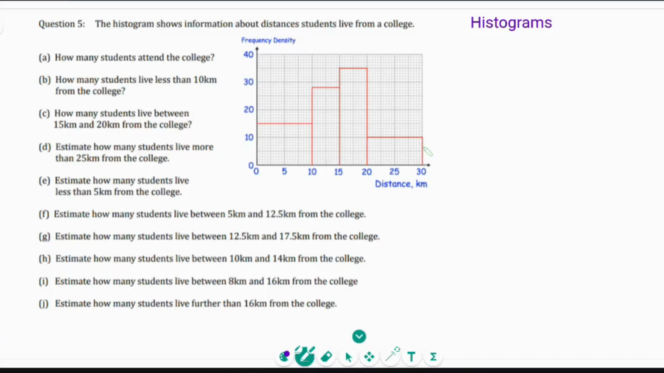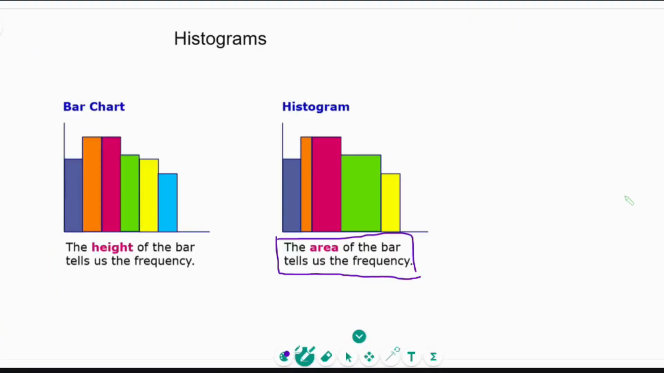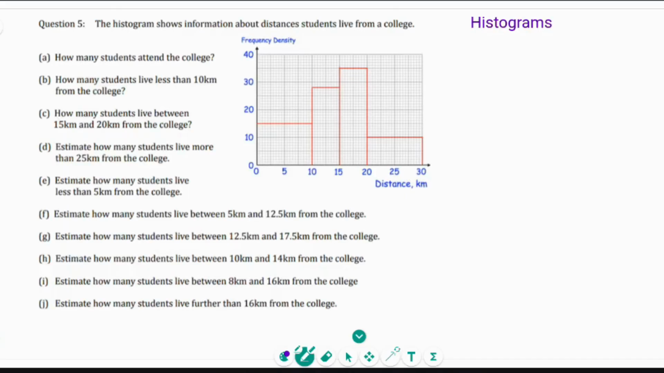We have looked at drawing histograms in a different recording. Here we will look at interpreting histograms. So again, what's the most important thing to remember about a histogram? It is the area of the bar that tells us the frequency. Okay, how many students attend the college?